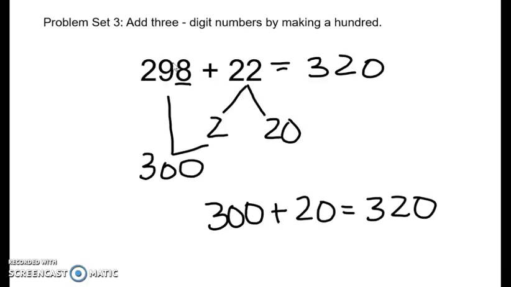Again, in this problem, 298 was very close to my next 100. That is why it was so easy to break up the second number to make that 100, so that we could easily add the remaining numbers to get our answer.